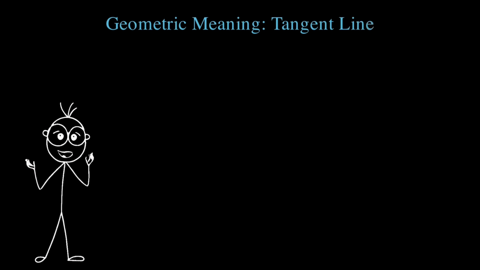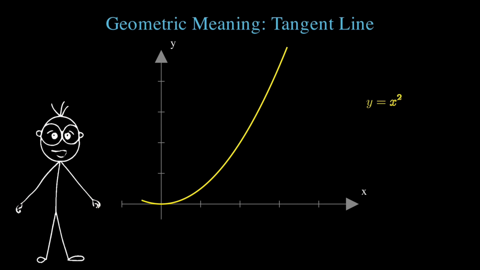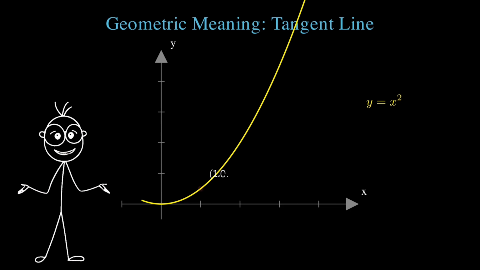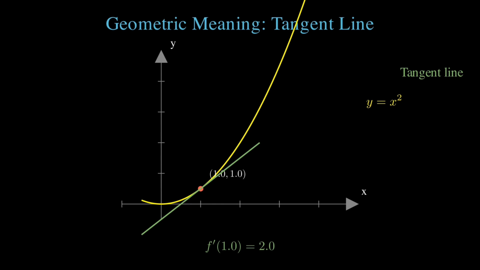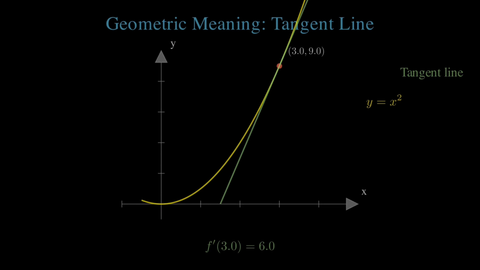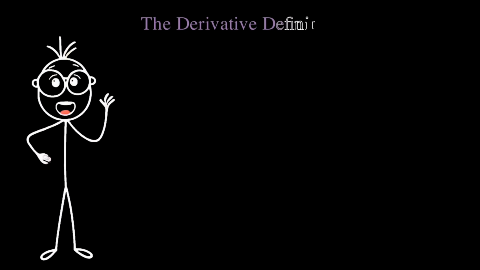In math language, the derivative of a function y equals f of x at a point x naught is the instantaneous rate of change of y at that exact point. It also has a beautiful geometric meaning. The derivative at a point is simply the slope of the tangent line to the graph of the function at that point. Think about it. The tangent line touches the curve at just one spot and shows you the direction the curve is heading right there.